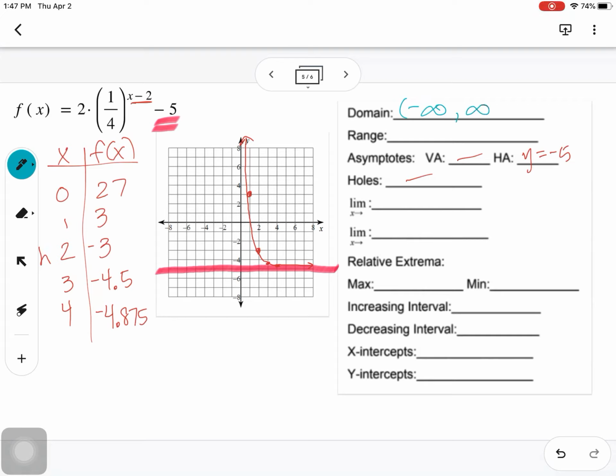Okay, for your domain, it's negative infinity to infinity because you can plug in anything you want. Your range, this graph has a floor. The lowest it'll get is really close to negative 5, and the highest it'll get is infinity.